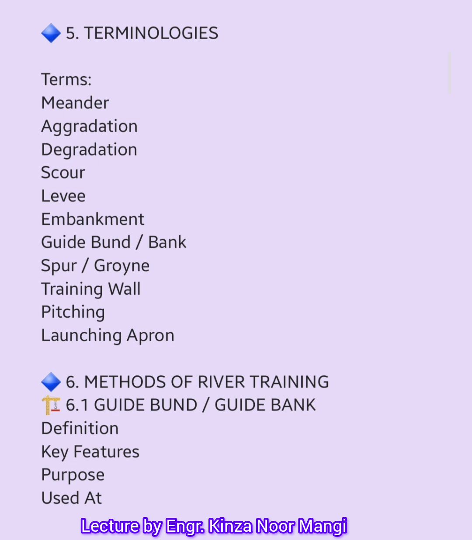Levee, spelled L-E-V-E-E, is defined as a raised embankment near the bank to prevent flooding. Next is the embankment. An embankment is an earth wall parallel to the river to protect surrounding land. Another term is the guide bund or bank. It is an engineered embankment to guide river flow or protect structures like bridges and barrages.